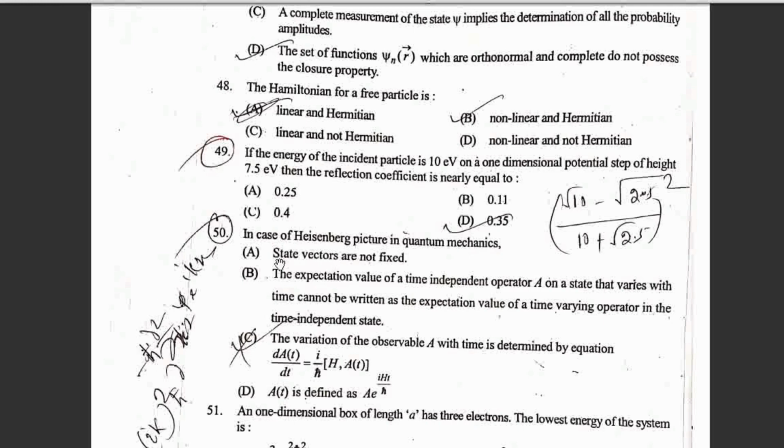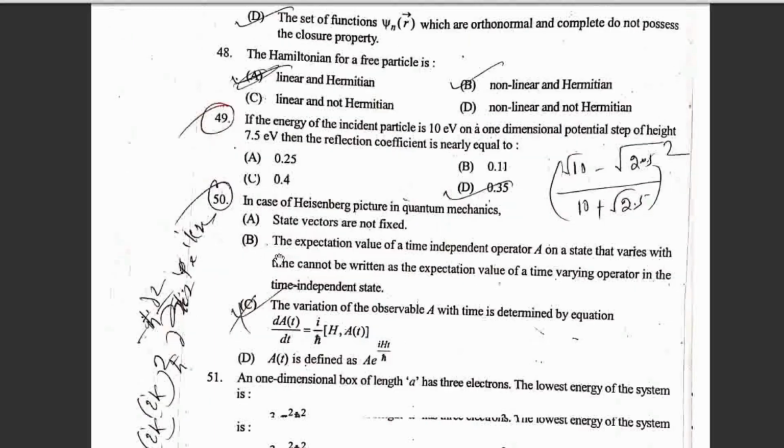In the Schrödinger picture, the states are not fixed. That means the states are time dependent. But in the Heisenberg picture, the states are not time dependent. They are fixed. They do not evolve in time. But option A states that they are not fixed. So option A is an incorrect statement.